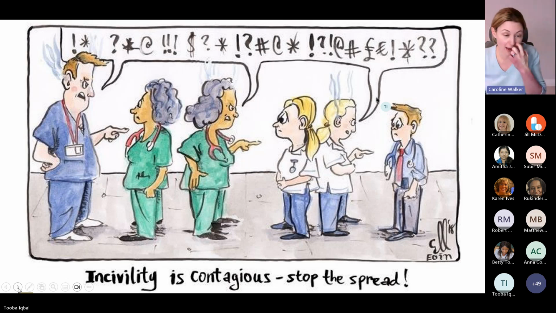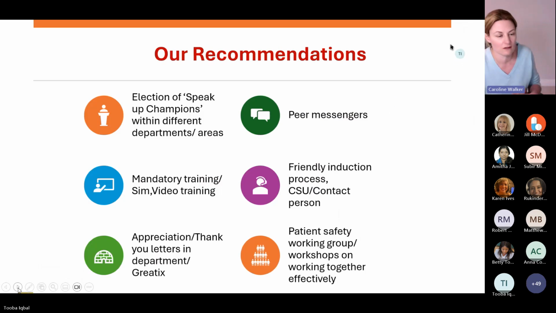I'm going to hand back over now to Tuba, just to talk about, because she's had some reflections around other recommendations that have come from her work. So I'll let her talk about that, and then let Tuba hand over to Janice to talk about freedom to speak up.